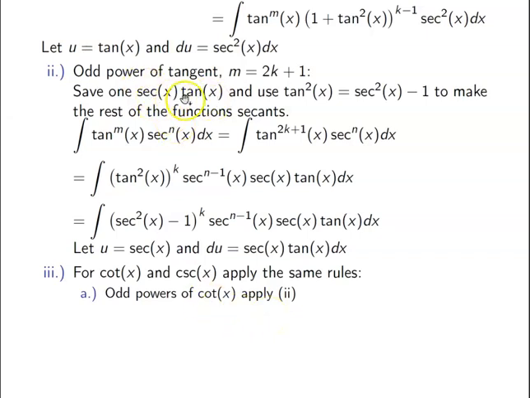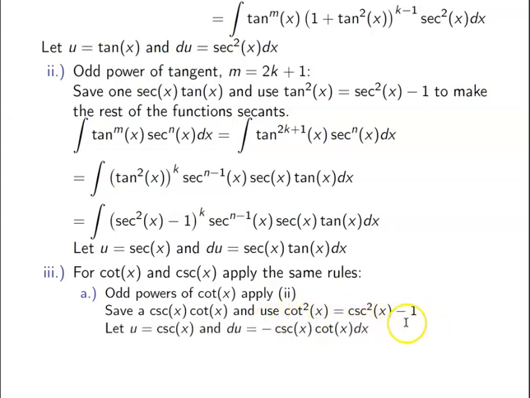I'm going to save one of these, the equivalent identity that we have for cotangent for the secant tangents. Okay. So I'm going to save a cosecant cotangent, and I'm going to use cotangent squared is cosecant squared minus 1. And I'm going to let my u be cosecant, and the derivative of that is negative cosecant cotangent. So again, look at the relationship here. It's pretty much the same thing.